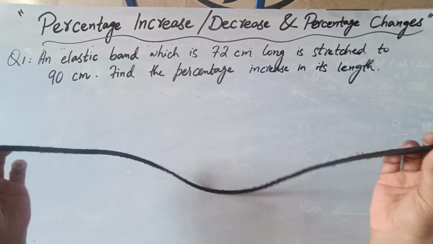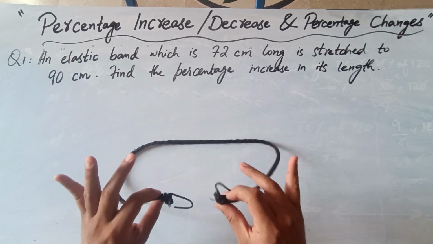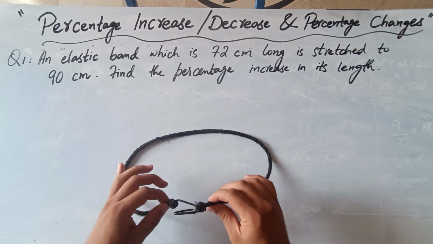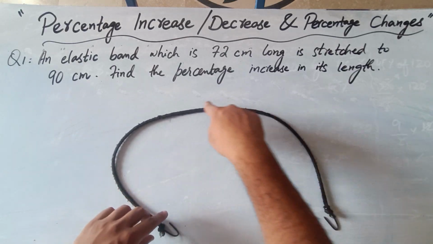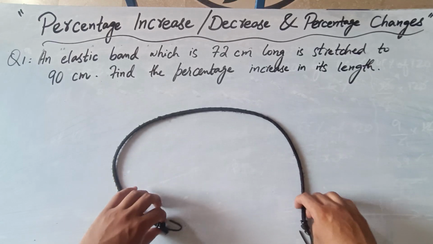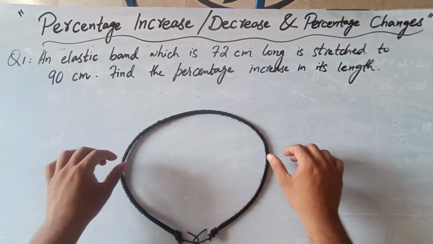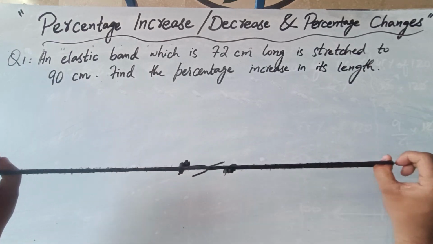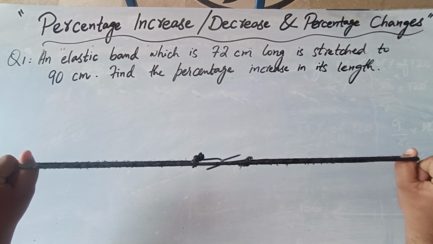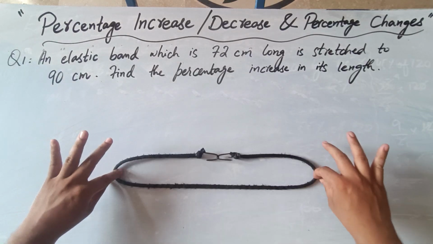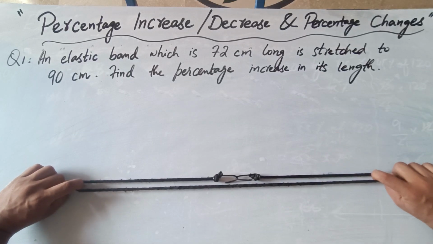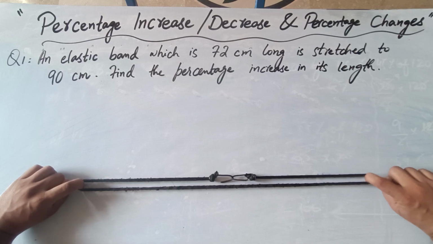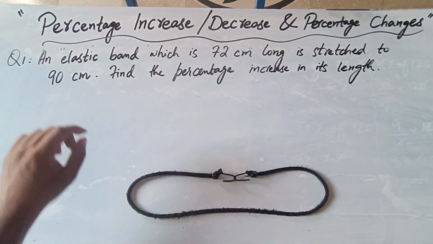Now I am having a band in my hand, an elastic band. For example, the total length of this band is 72 centimeters. Now what I am doing, I am stretching out this band. After stretching, this is the normal, this is its original position. Now when I am stretching, for example, its length would become 90 centimeters.